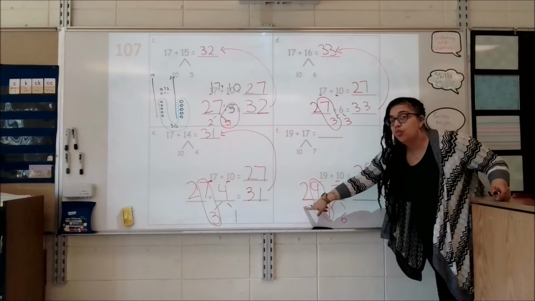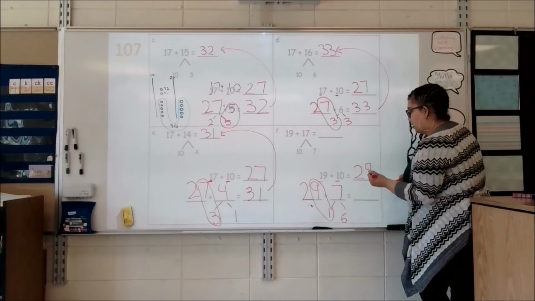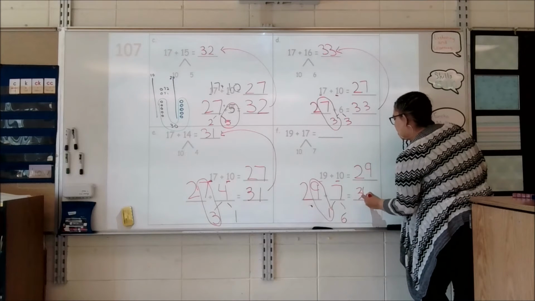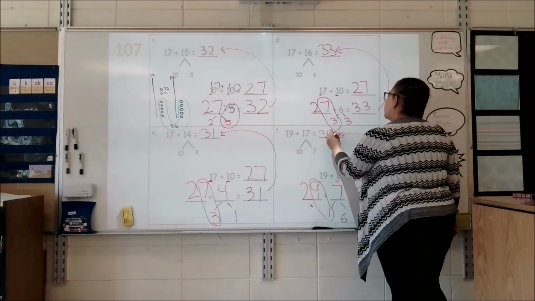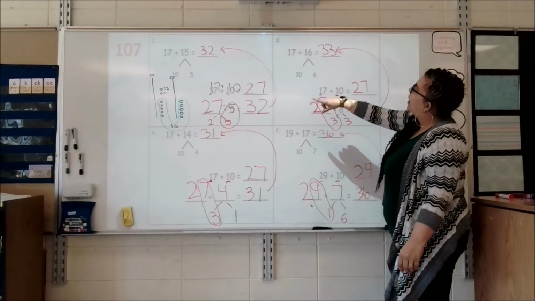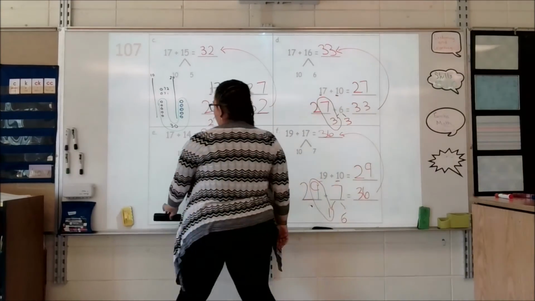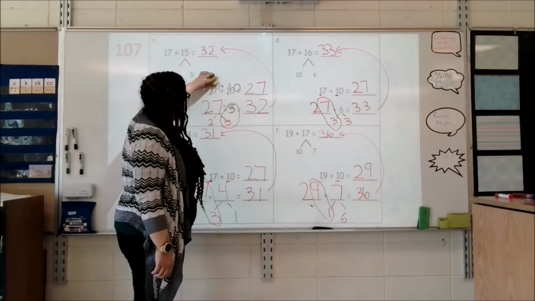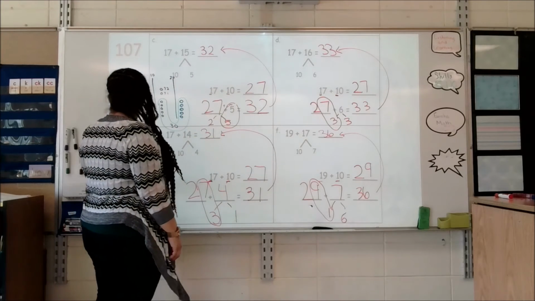So 2 10s, 3 10s, 6. 3 10s, 6. 19 plus 17 is 36. So again, we added the 10s and then we added the 1s. When it was time to add the 1s, we recognized that we completed another group of 10.